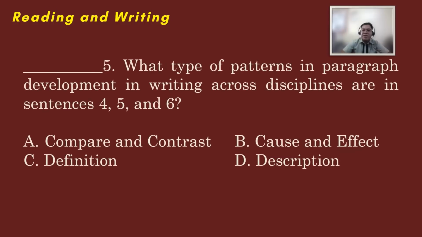Alright, so this time let's move on to question number 5. What type of patterns in paragraph development in writing across disciplines are in sentences 4, 5, and 6? A. Compare and contrast. B. Cause and effect. C. Definition. And D. Description.